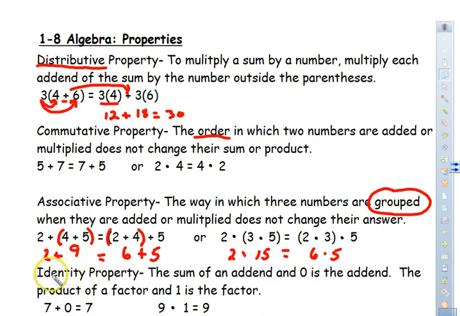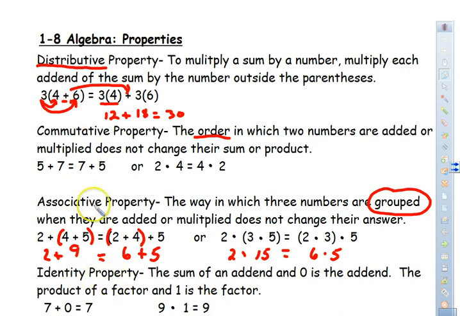And then the last one is identity property. It will be identity property of 0 or identity property of 1. And again, it says the sum of an addend and 0 is the addend. So basically they're saying 7 plus 0 is going to equal 7. Whatever you add to 0 will be that answer. And the same thing goes for the multiplication. The product of a factor and 1 is the factor. So 9 times 1 is going to equal 9.